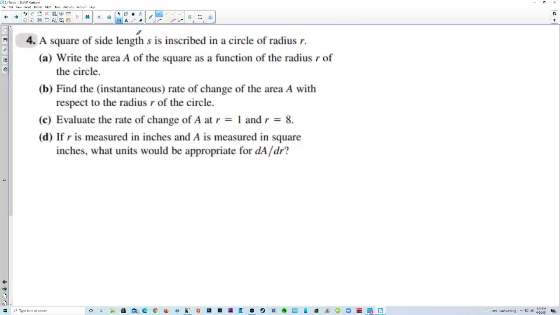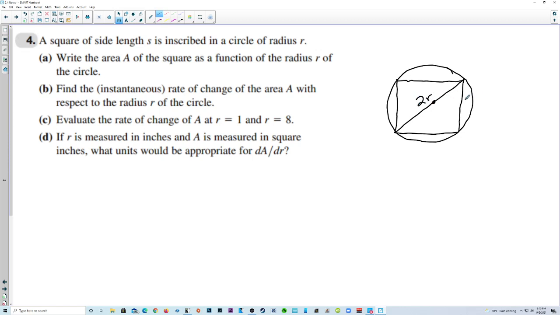A square of side length S is inscribed in a circle of radius R. So let's draw a circle, and the square is inscribed. That means this diagonal of the square is 2 times the radius. This is 2r. There's a side of the square.